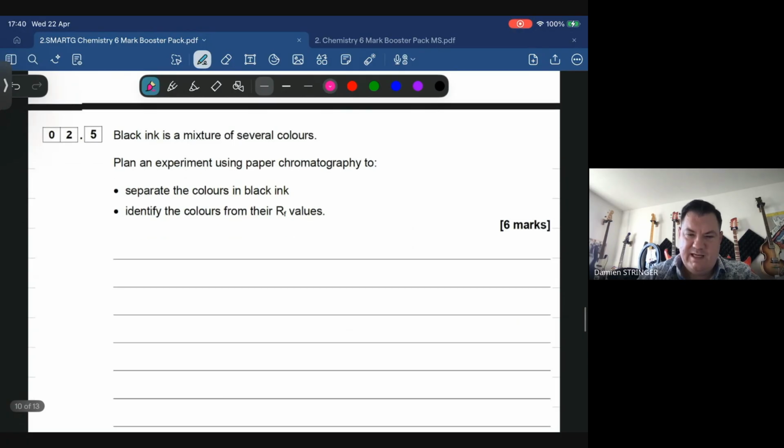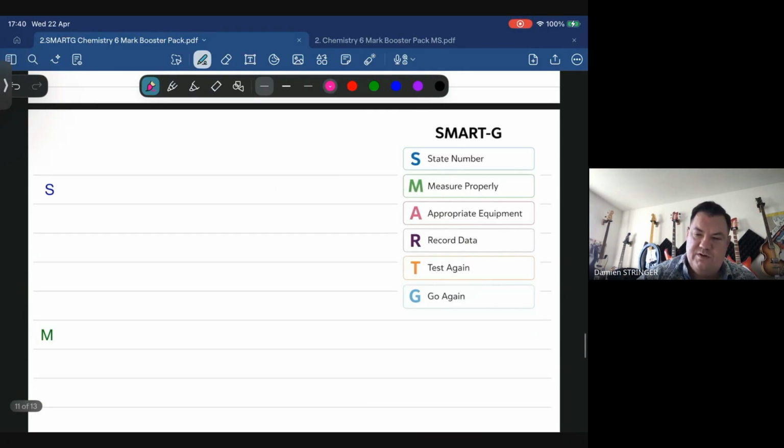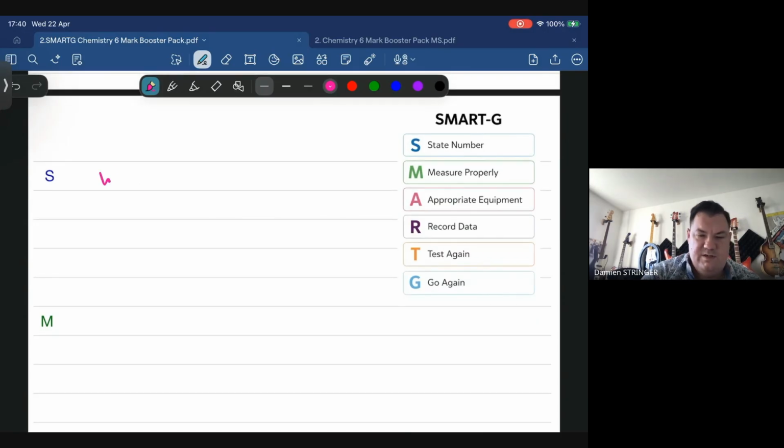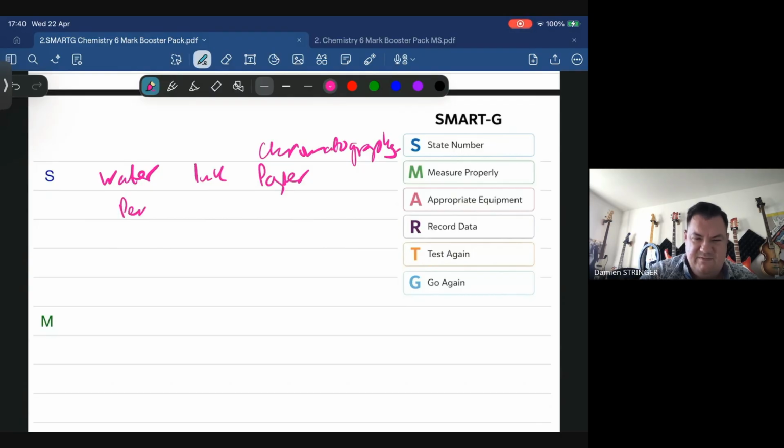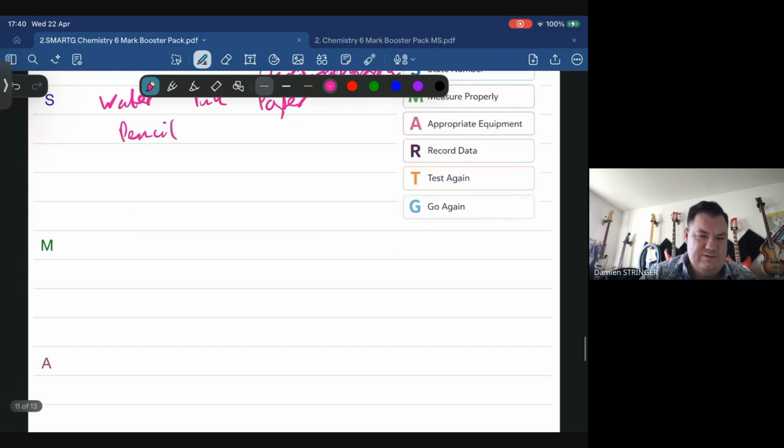Right, chromatography 1. Black ink is a mixture of several colours. Plan an experiment using paper chromatography to separate the colours in black ink. Identify the colours from their RF values. Okay, so if we're thinking about the apparatus again, what do we need? Well, we need some water, don't we? We need the ink. We need some chromatography paper. Probably need a pencil as well.